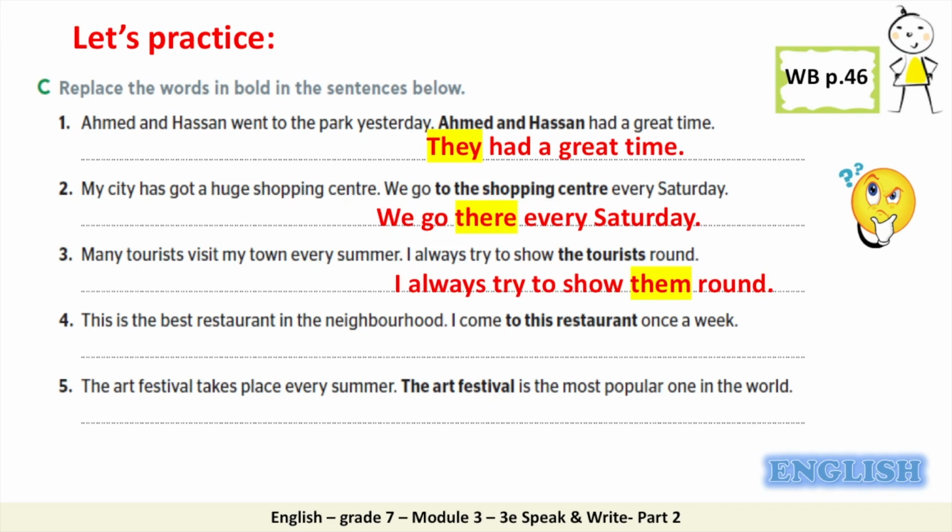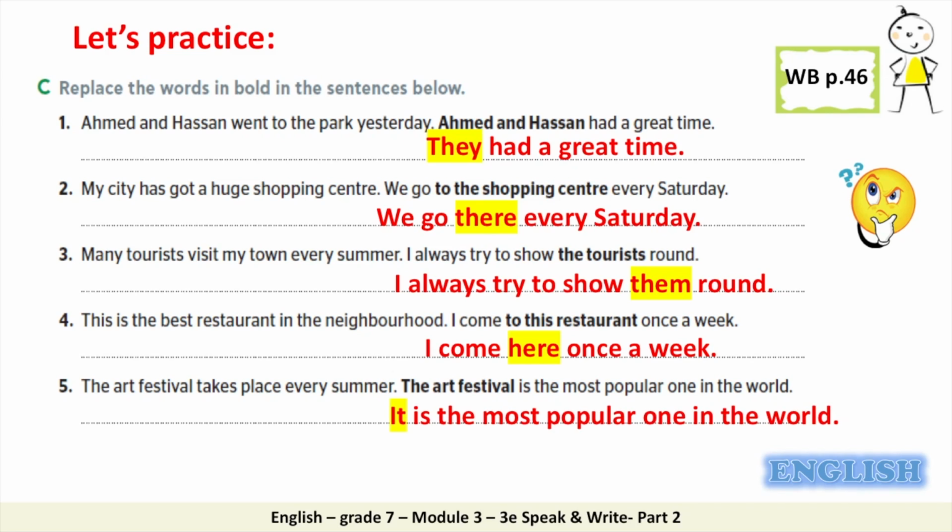Sentence number 4. "This is the best restaurant in the neighborhood. I come to this restaurant once a week." To avoid repetition, it's better to replace this restaurant. So the correct answer is, I come here once a week. Finally, sentence number 5. "The art festival takes place every summer. The art festival is the most popular one in the world." What did you replace the art festival with? That's right, it is the most popular one in the world.